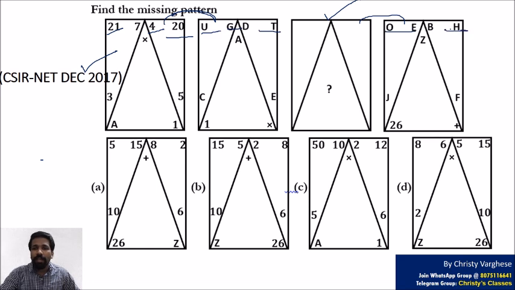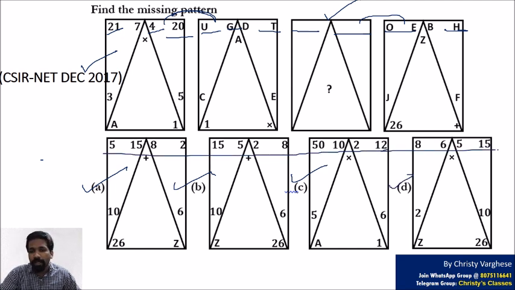Same way here there are letters, so here there should be numbers. So that is a pair we can understand. And look at the answer options also. All the four answer options, A, B, C, D, are giving numbers in the corresponding parts.